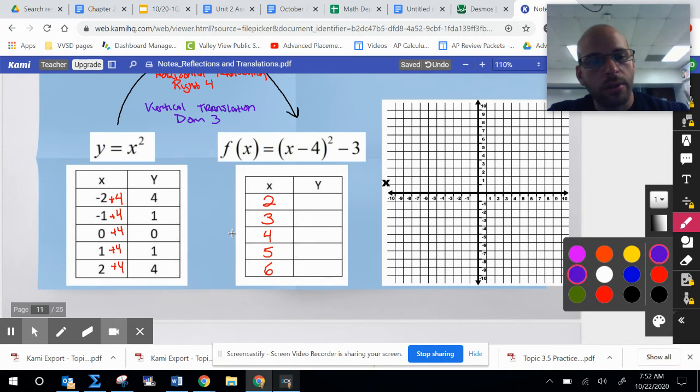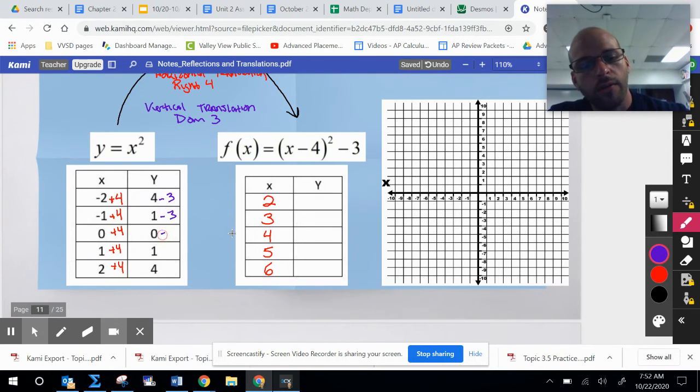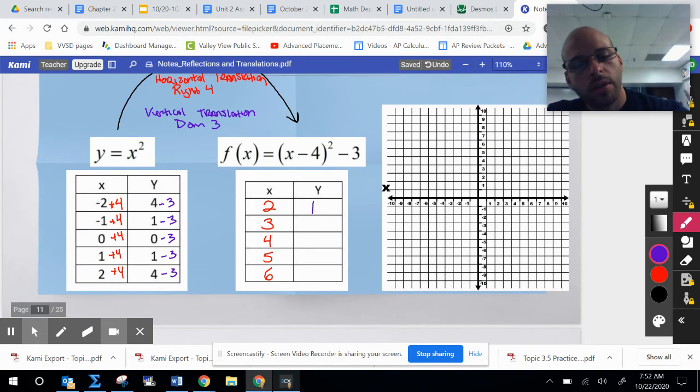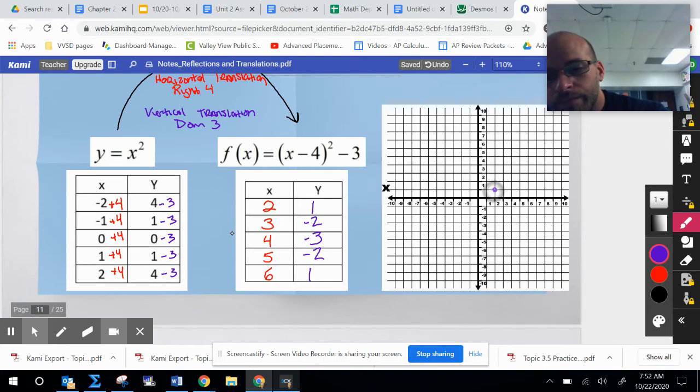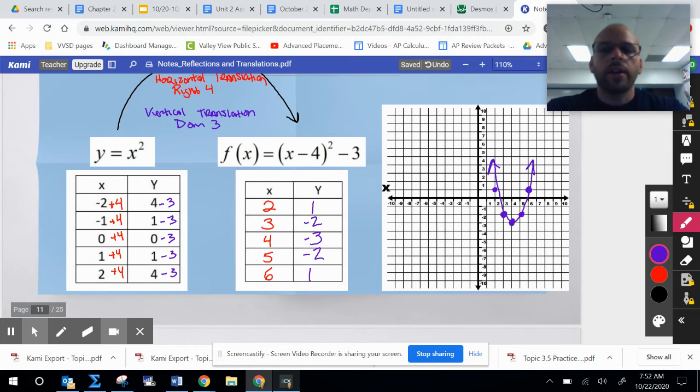And then if I want to go down 3, then I'm going to subtract 3 from all of the y values. So 4 minus 3 is 1. 1 minus 3 is a negative 2. 0 minus 3 is a negative 3. Negative 2 and 1. So now I can just plot those points: 2, 1, 3, negative 2, 4, negative 3, 5, negative 2, and 6, 1. And that gives me my quadratic. Okay?